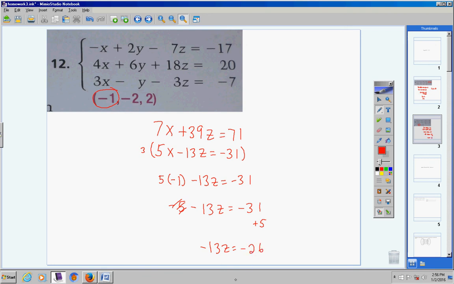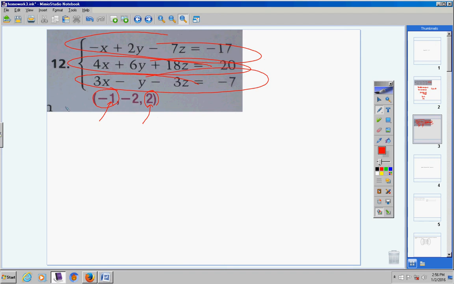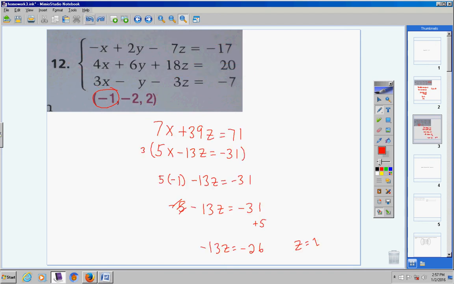Okay? Divide both sides by negative 13. Negative divided by a negative is positive. 26 divided by 13 is 2. So z equals 2. And that checks. Z equals 2. So now, to finish the problem up, Jonathan, all that I have to do is substitute this value in for x and this value in for z. You can use this equation, or this one, or this one. It really doesn't matter, okay? So I'm going to take the bottom one because I've got room to work with here.